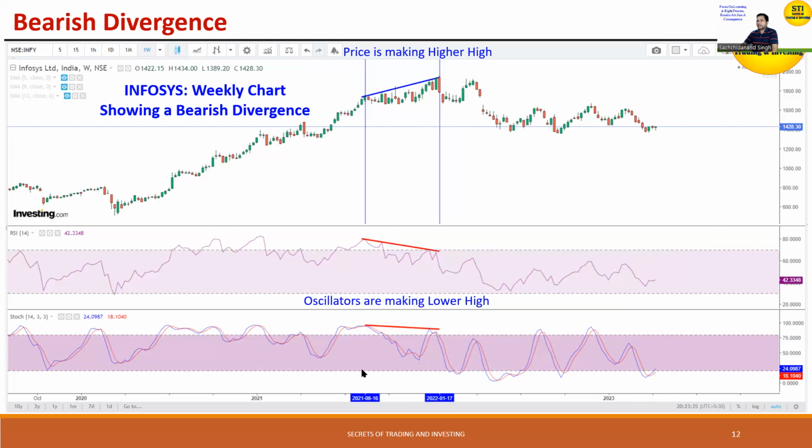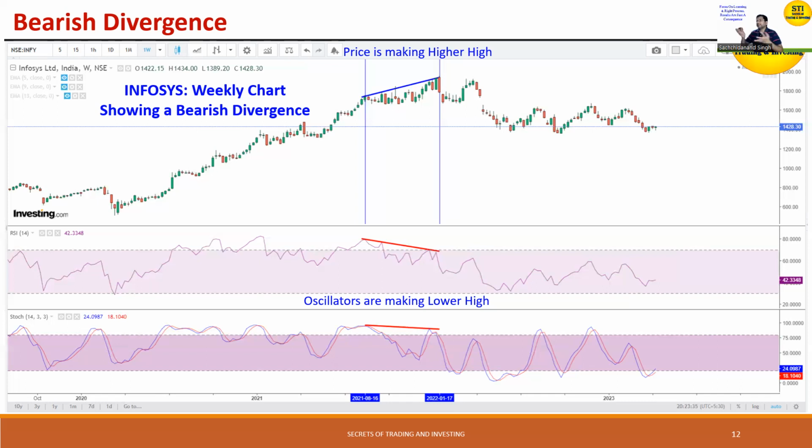The same thing if you look at the stochastic also. Here the stochastic value is at its highest against this same price point. But when the price moved even higher, the stochastic is not moving in the same direction. Sometimes you may not be able to see divergence in both indicators. But whenever you see divergence in both indicators, that gives a very, very strong conviction that after a certain point of time, a market correction is going to happen.